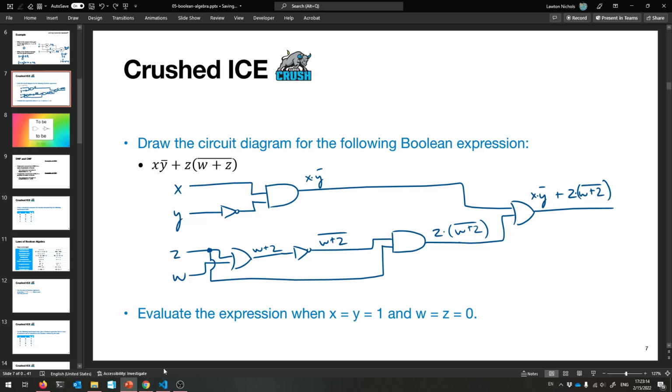So x is 1, y is 1, complement, plus z is 0 times w plus z, so 0 plus 0 complemented. So this is going to be true ANDed with false, so that's false. ORed with, well, 0 ANDed with 0 plus 0, that's still 0. Complemented is 1, so times 1, that's false ANDed with true, so that's again false. So false ORed with false is false. So it's 0 at the end.